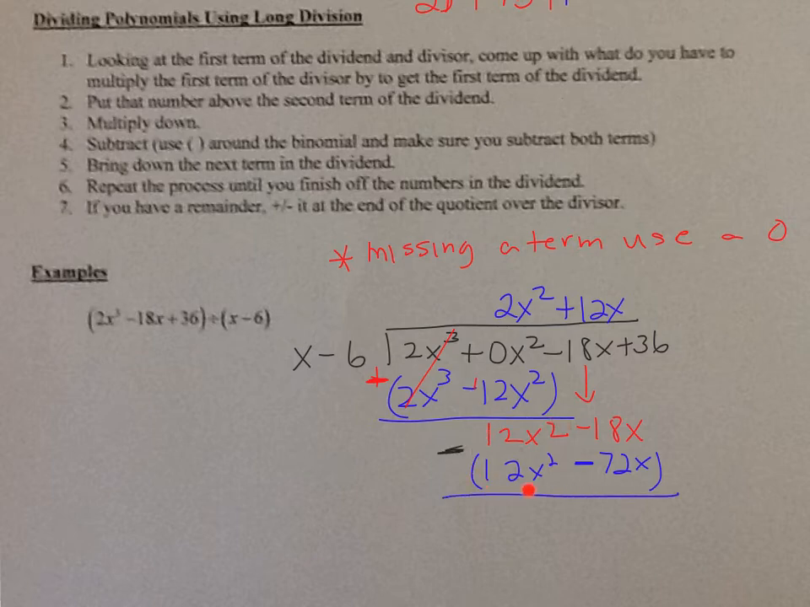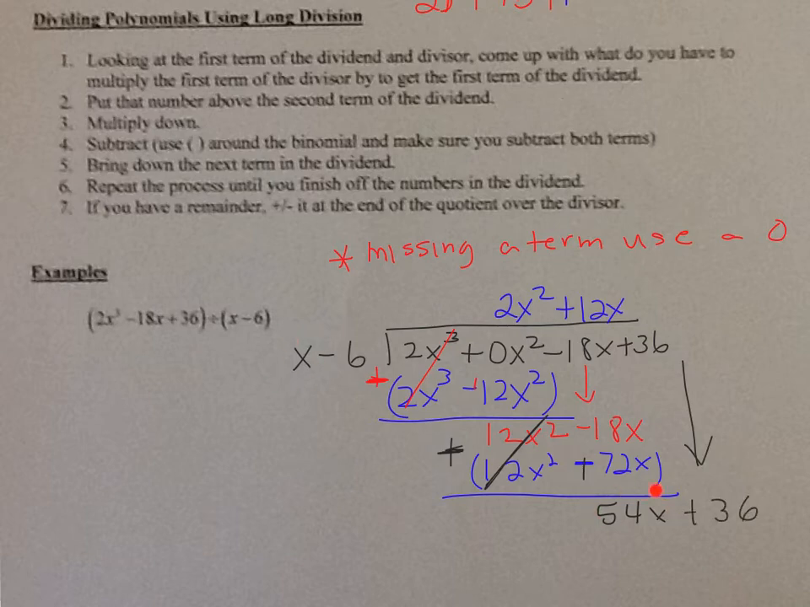Okay, so 12x squared minus 12x squared is 0. And now I have negative 18x plus, because I have a minus, negative 18x plus 72x is positive 54x. Okay, so I have 54x. And then you're going to bring down the next term, which is positive 36. Okay, and you repeat the process.